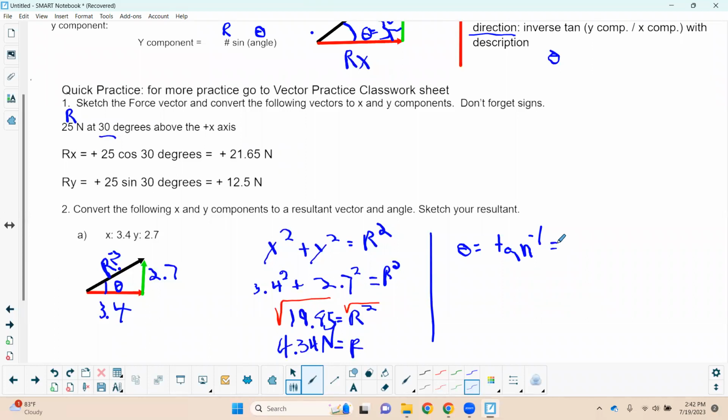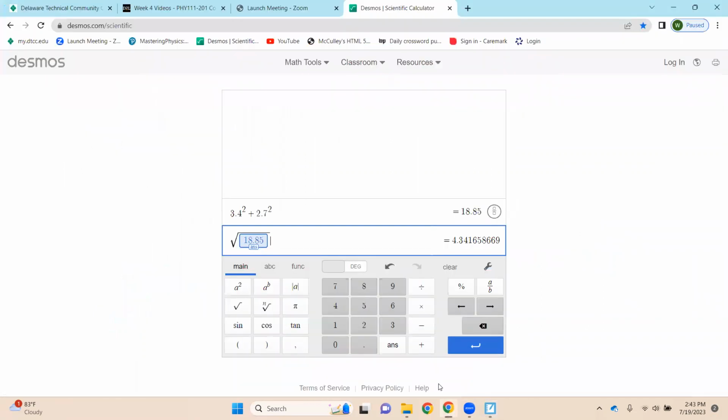If you're looking on your calculator, it'll be like shift or second and then the tan button. So it's the inverse tan, and then it'll be in parentheses. You're going to divide the y component, which is our 2.7, by our x component. So we're going to put the x component in the bottom, which is 3.4. Again, you're not going to do that in your head, you're going to use the calculator. So let's go to the calculator, and let's go ahead and clear again.